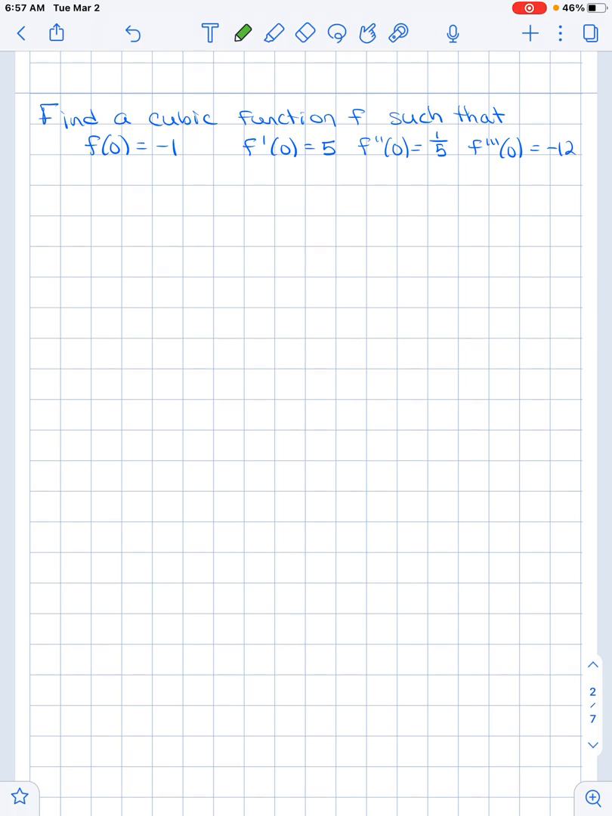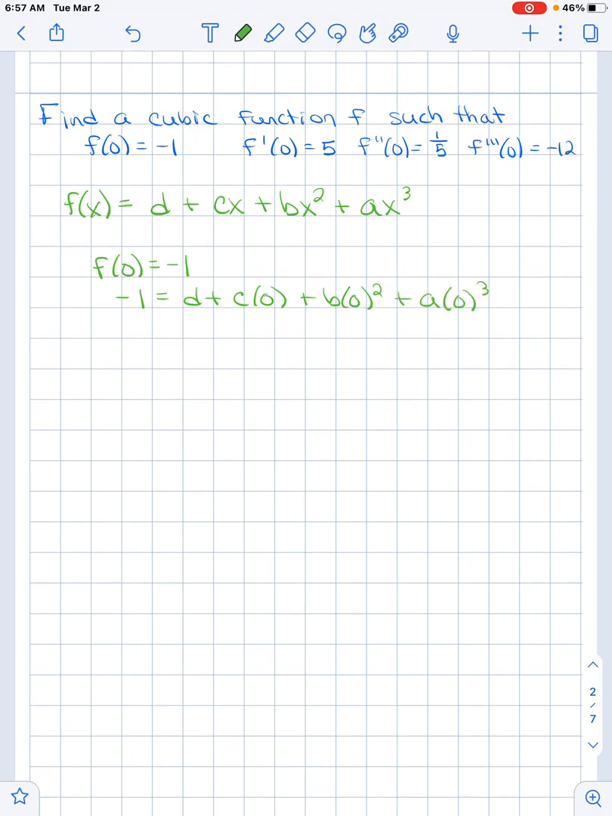Okay, welcome back. We are looking at a cubic function this time. A cubic function is d plus cx plus bx squared plus ax cubed. All right, f of 0 equals negative 1. So we know that negative 1 equals d plus c times 0 plus b times 0 squared. So we know that d is equal to -1.